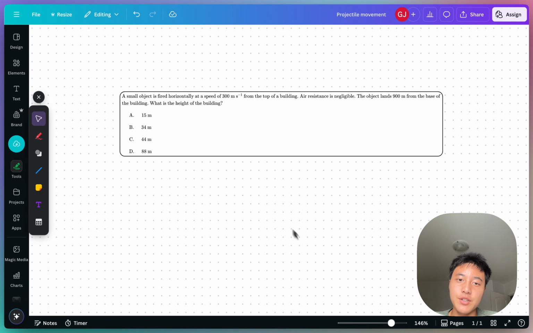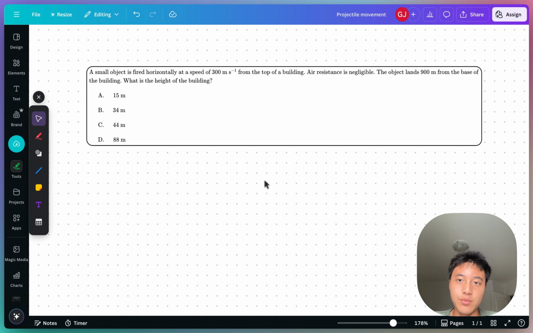Hello, today we're going to do a physics question, and it's related to projectile movement. So, a small object is fired horizontally at a speed of 300 meters per second from the top of a building. Air resistance is negligible. The object lands 900 meters from the base of the object. What is the height of the building?